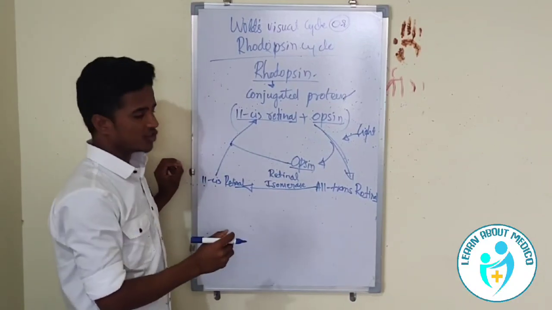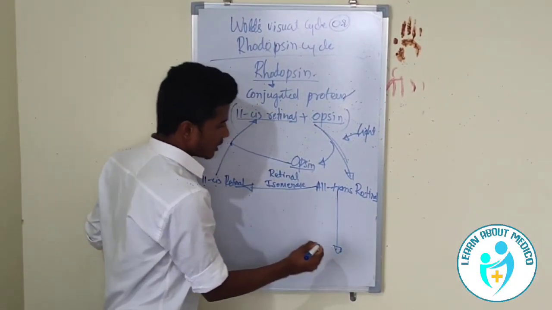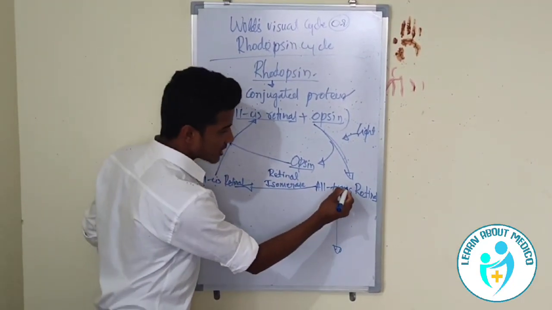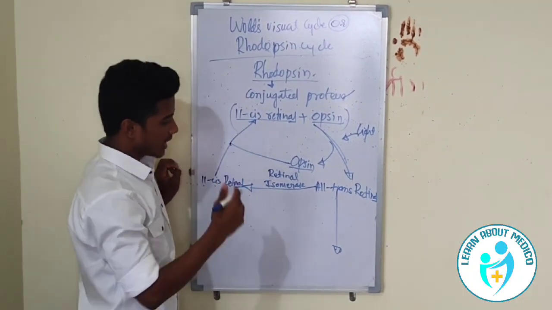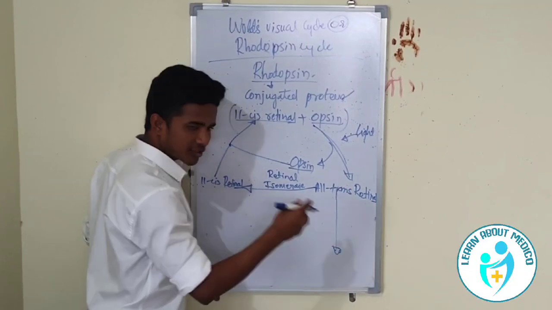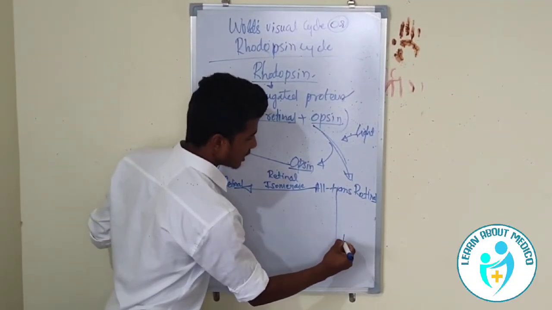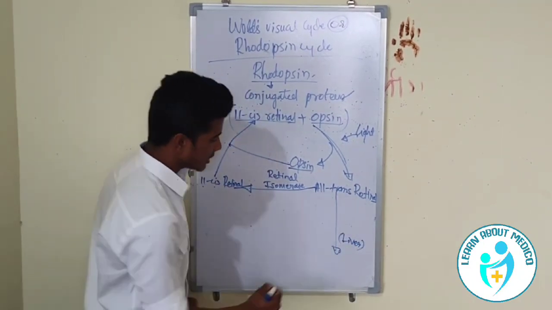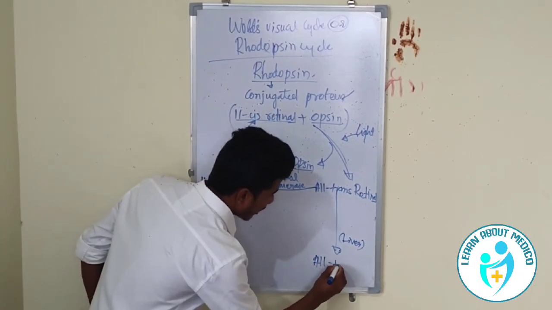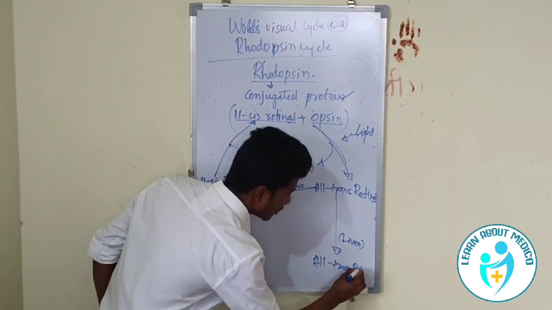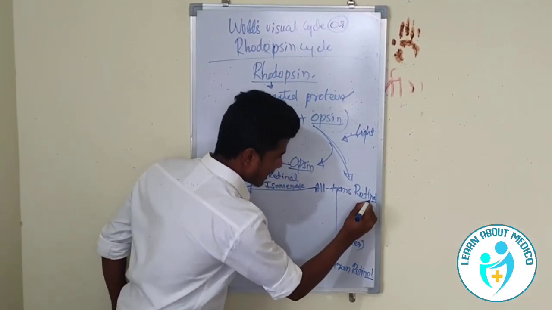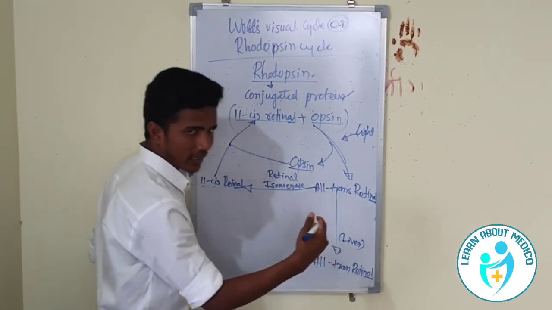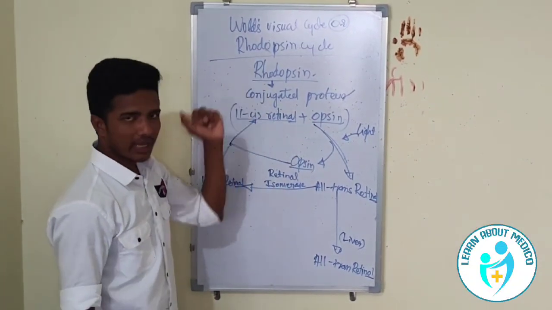It is not the complete mechanism of vision, and it is also incomplete without the liver. To complete that vision mechanism, this all-trans retinal is transported into the liver. In the liver, this all-trans retinal is converted into all-trans retinol. Retinal, with AL, is the aldehyde form of vitamin A, and retinol, with OL, is the alcoholic form of vitamin A.